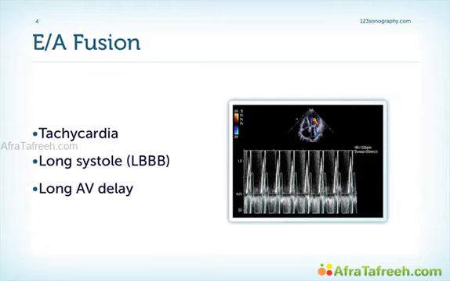Another situation which you will encounter is that you will have fusion of the E and the A wave in patients who have fairly high heart rates. In addition, a long systole, as for example in patients who have dyssynchrony caused by left bundle branch block, can also cause fusion of the E and the A wave. Another cause for fusion are long AV delays, in other words, AV blocks. In these situations, it's sometimes difficult to determine if the patient has a restrictive filling pattern or an impaired relaxation.